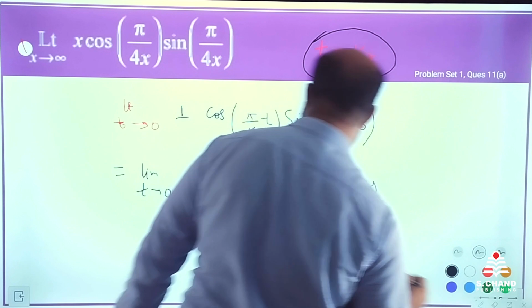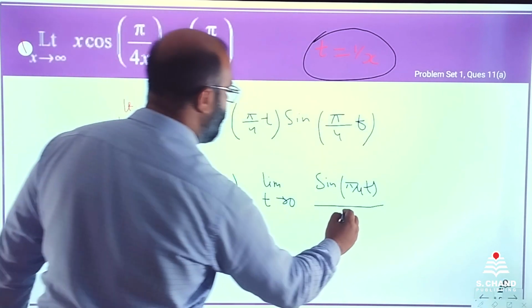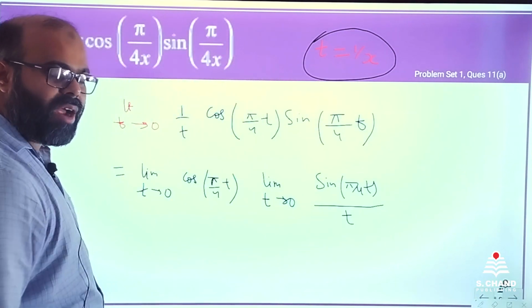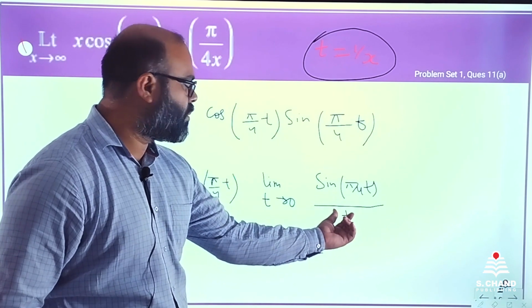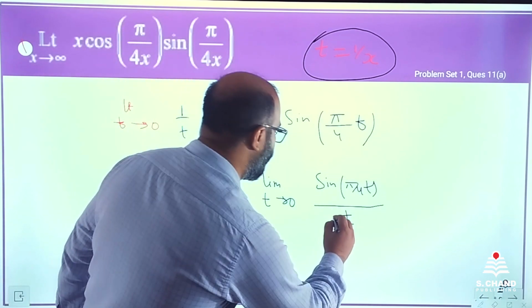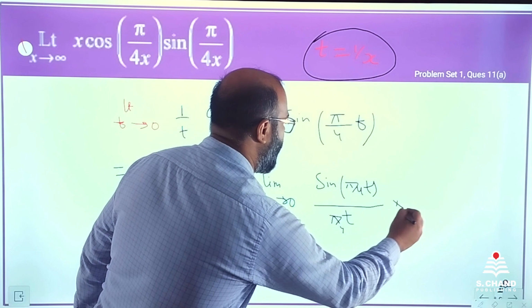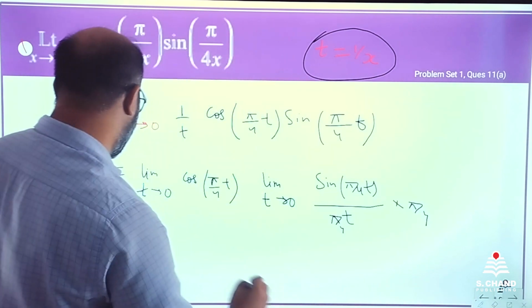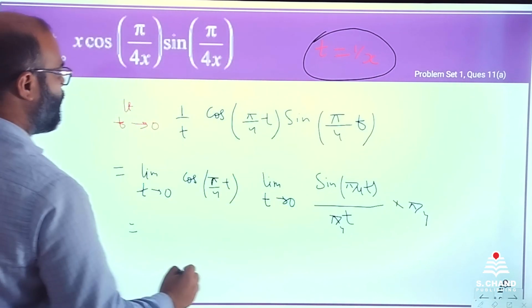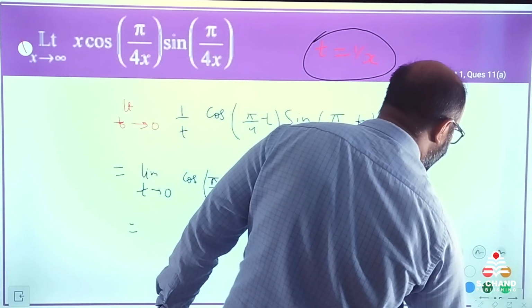So when we write t, this will become t here. Now what else do we have to do? Since it is sin of pi by 4t, but it is t, we will multiply by pi by 4 here, and multiply by pi by 4 here also. So after putting the limit, what will we get?